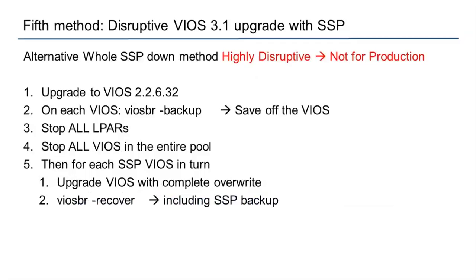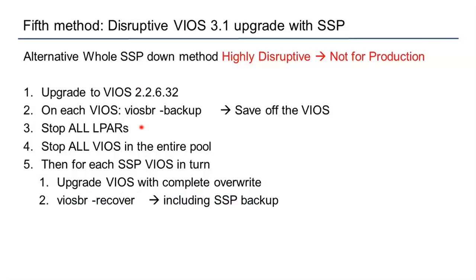There's a 5th method, or I call it the 9th one, for the shared storage pool, but it's completely disruptive. So you upgrade to VIOS, the latest level, then you do a backup, then you stop all the LPARs. Usually a shared storage pool, unless it's used for test and dev, you can't actually take the entire pool and all the clients down.